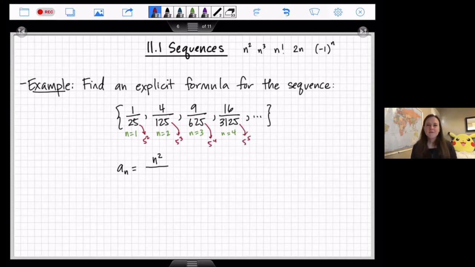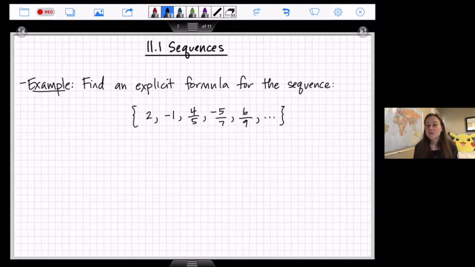So that's not exactly 5 to the n. I'm off by one power, all right? I actually want one more power than the n that I have. When n is 1, I want 5 squared. When n is 2, I want it cubed. When n is 3, I want it to the 4th. So in the denominator here, we're going to have 5, not to the n, but to the n plus 1. And that takes care of everything that they've given us in this sequence. This looks like a good explicit formula.